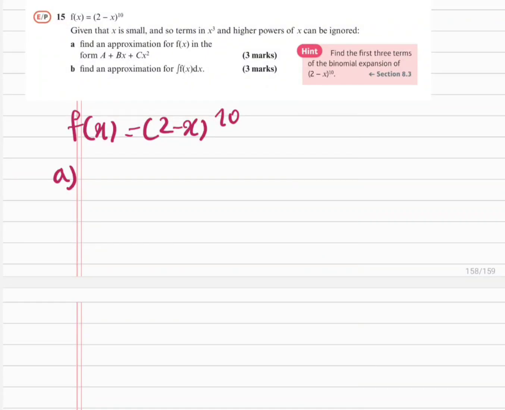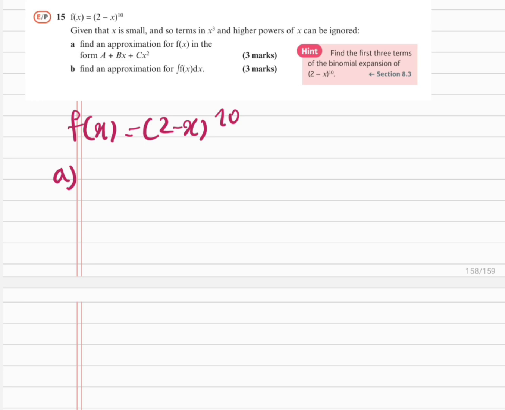Hi everyone, this video is on exercise 13b question 15. So we have this function f of x, which is (2 minus x) to the power of 10. And we are told that x is small, so terms in x cubed and higher powers of x can be ignored. And in part A, we want to find an approximation for f of x in the form a plus bx plus cx squared.